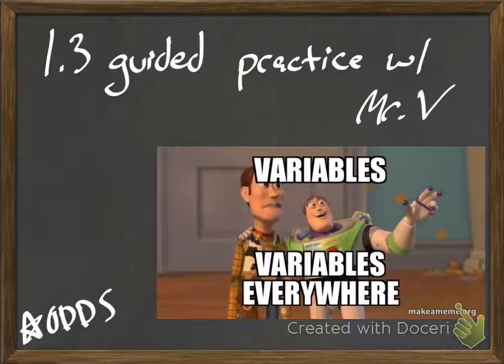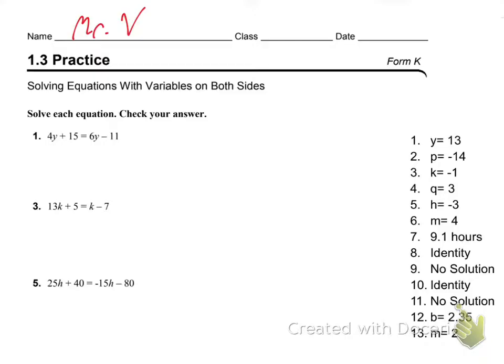This is the 1.3 guided practice. I'll be doing the odds, and we're looking at variables on both sides of the equation. All right, so I got the answer key to my right here.